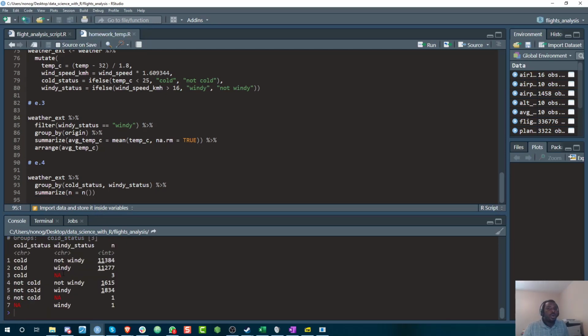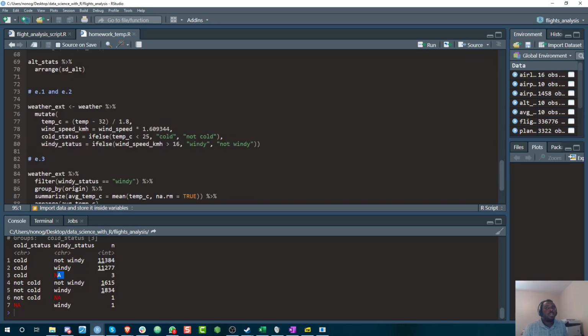Now, as far as windy status is concerned, and even cold status, we have some NAs, as you can see. The NAs come from the fact that when we were creating the cold status and the windy status, some of these columns did not have any data. The temperature is not recorded everywhere, and the wind speed is not recorded everywhere. So for the places where temperature is NA, cold status is going to be NA as well. In the same way, for the places where wind speed is NA, windy status is going to be NA as well.